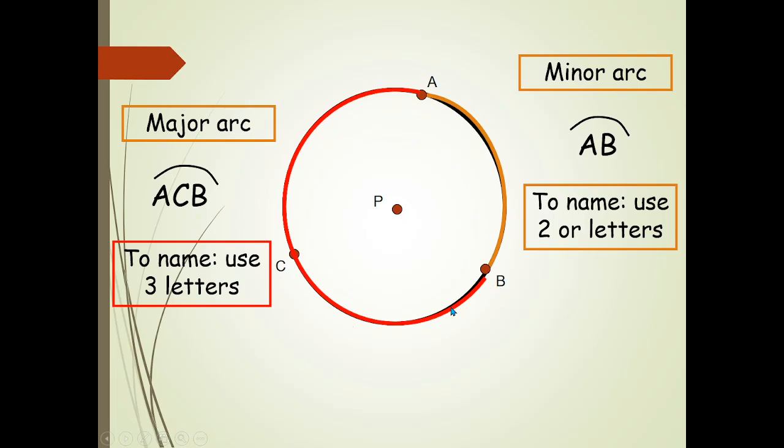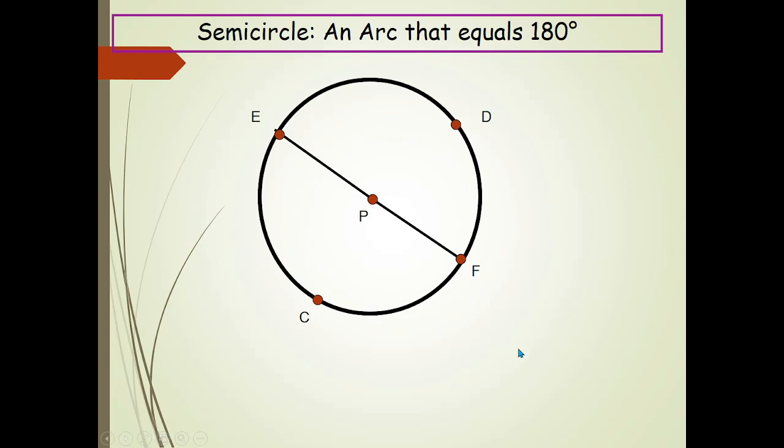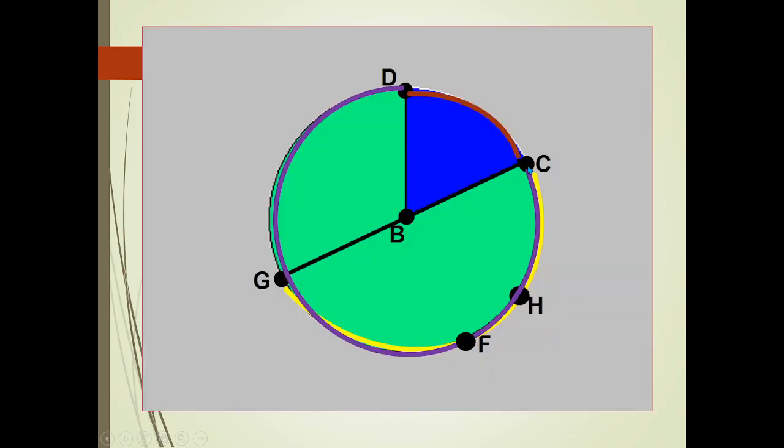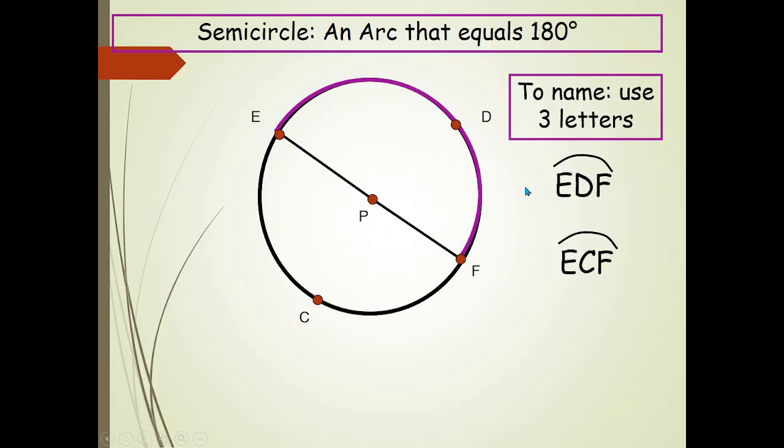So what is that arc that measures exactly 180 degrees? That is a semicircle. In this figure, we have arc EDF and the other side is arc ECF. So you see, my dear students, a circle consists of 2 semicircles. Therefore, one complete revolution of a circle is equal to 360 degrees.